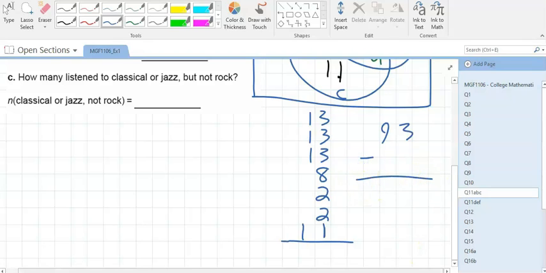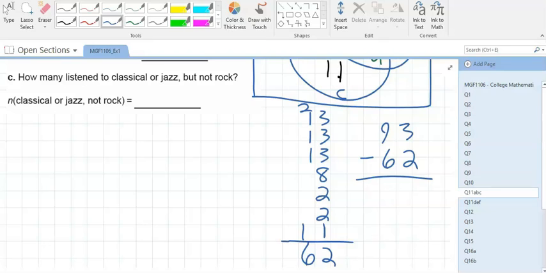So, looking at what we got here, we've got 3, 6, 9, with the 1 down below, that makes 10. 8 and 2 right here make 10. So that's 20, 22. Carry the 2. And then it's 2 plus 1 is 3, plus 1 is 4, plus 1 is 5, plus 1 is 6. So we have 62 students total taken care of. So 93 minus 62, 31 students are left out in the universe.